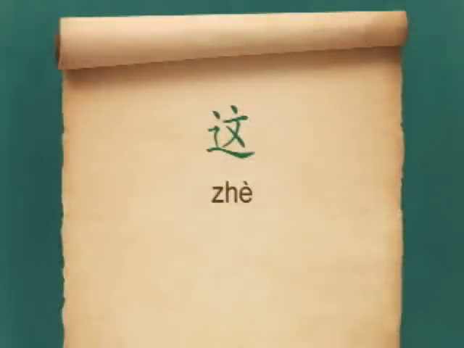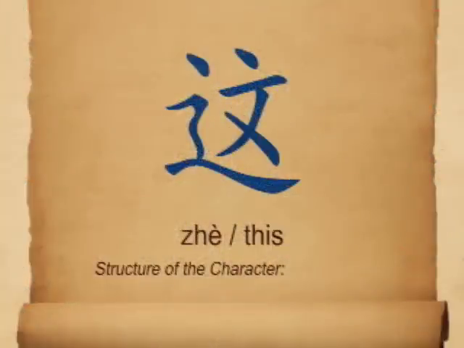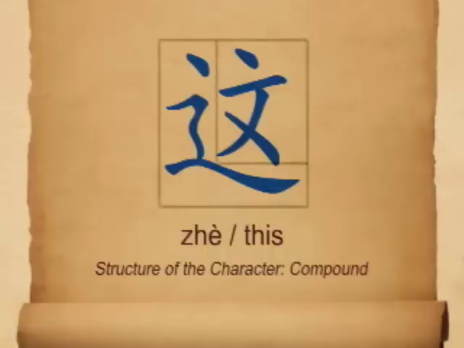Let's review the characters for these words. 这, 那, and 什么. Here is 这. What does it mean? Yes, it means this. In our last lesson, you identified 这 as what type of structure? Yes, compound. Which tone is used to say 这? 好, fourth tone.